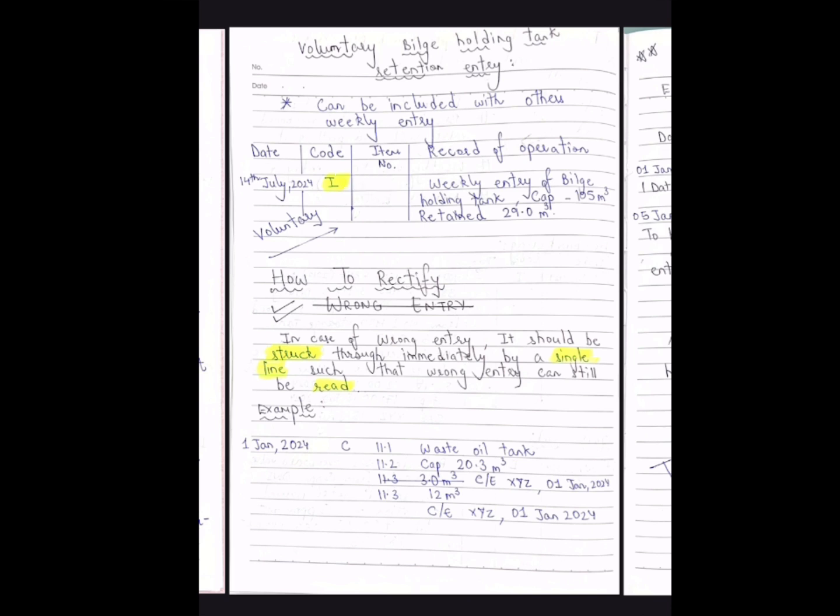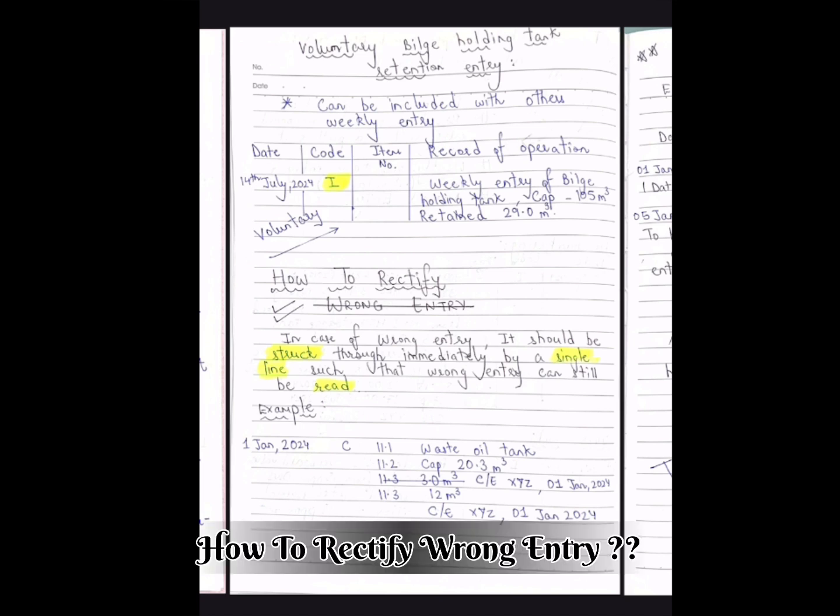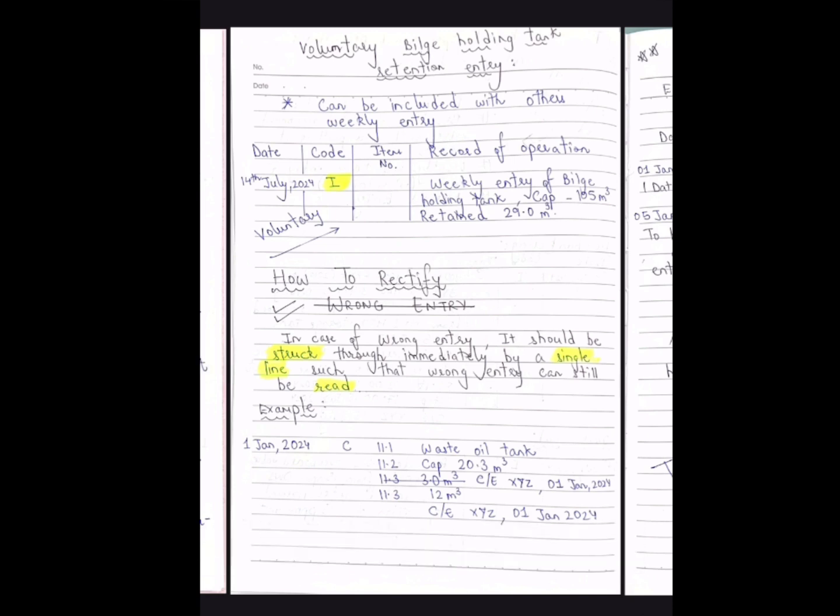The next is how to rectify a wrong entry. In case of a wrong entry, it should be struck through immediately by a single line such that the wrong entry can still be read. I have shown you one example. You can go through it and understand.